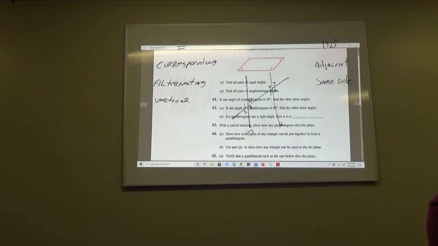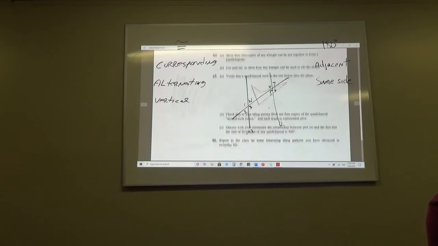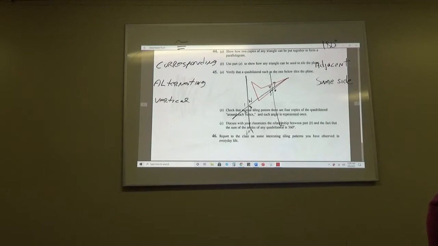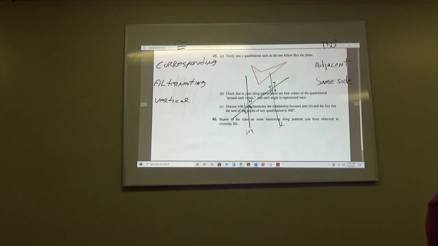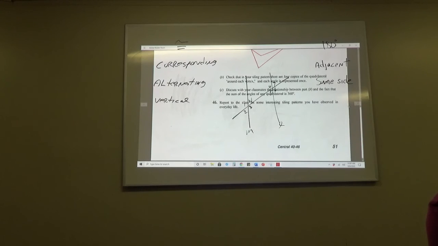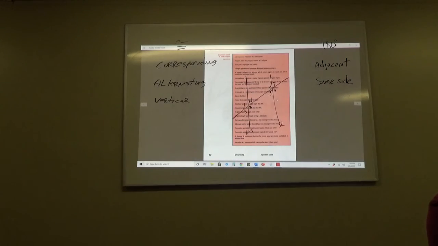Now, what would happen if it was 90? All of them are 90. All of them are 90, what do you have? You have a rectangle. Right. Okay. For the tiles, you'd have to know the measurements of these angles to be able to figure that out. But now you do it by hand.